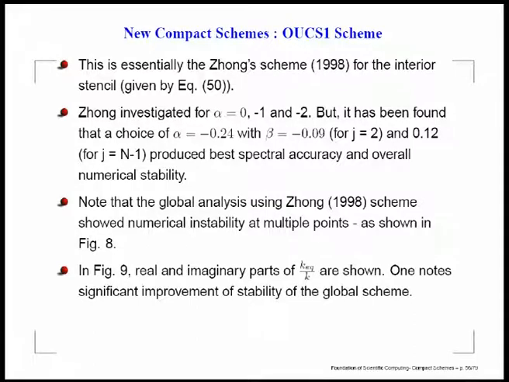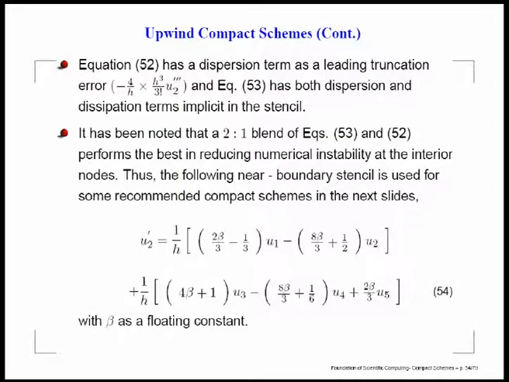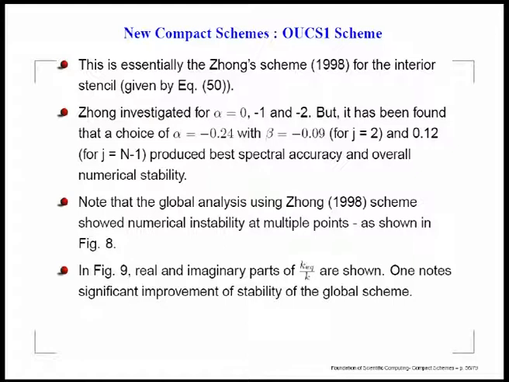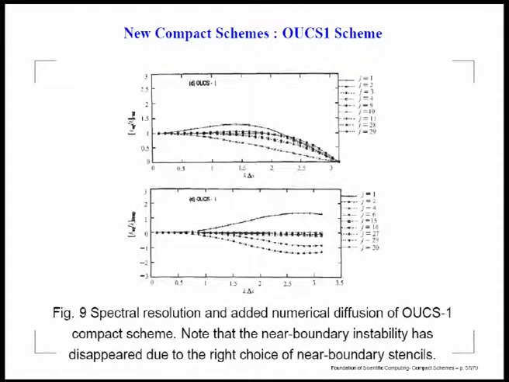We figured out in the optimization process that if we take alpha equal to minus 0.24 and that beta is that formula that we have used in this second node parameter for explicit closure, and then with that we found a pretty good method. Okay. Now in Zong scheme we had seen numerical instability at multiple points, but when we plotted our results, this is how it looked. Okay.